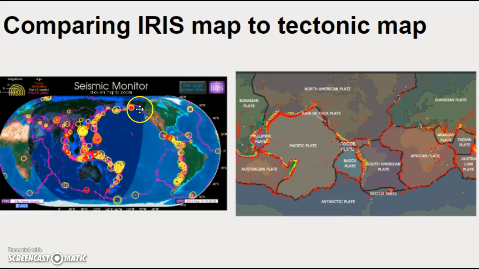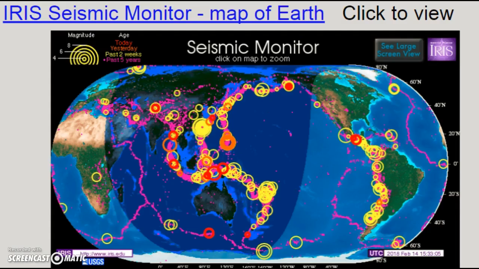And notice we can follow this around to the Aleutian Islands of Alaska. Notice the Aleutian Islands of Alaska up here, very active. So we live on a very, very seismically active planet. And therefore the IRIS seismic monitor map shows us that, and it shows us in real time what is happening on Earth.